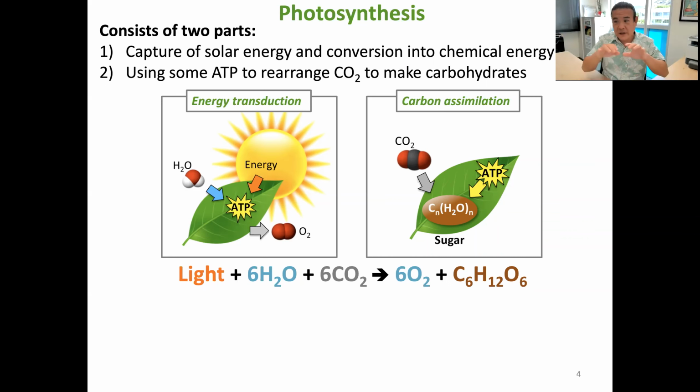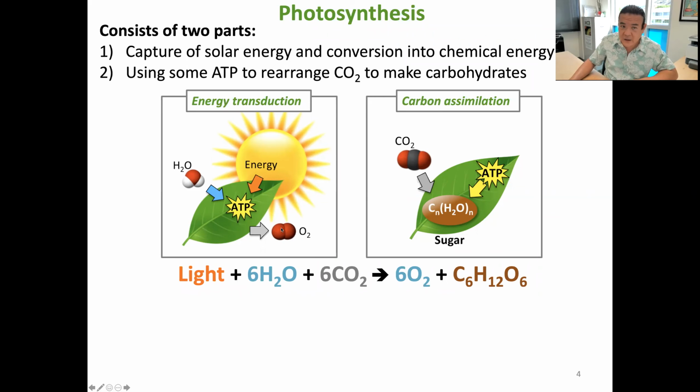But what I'm going to tell you now is that photosynthesis actually takes place as two discrete and separate processes. The first is energy transduction. In other words, the steps of taking the energy from the sun and using water to make ATP. So this is directly making ATP using the energy of the sun, and you have oxygen as a leftover product.